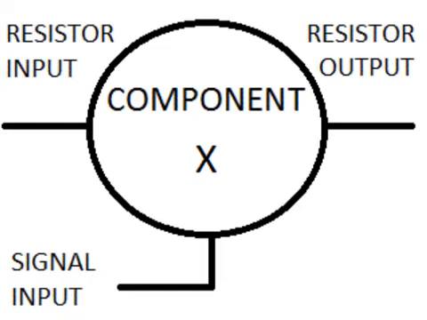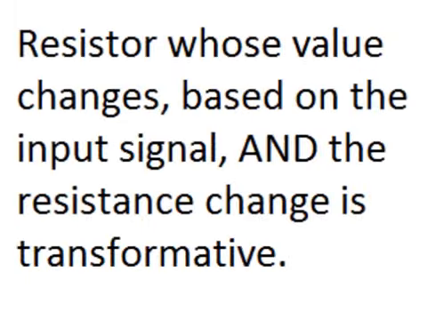This was their holy grail, and they wanted that resistance change to be transformational, so it would be exactly proportional to the input. To put that down in black and white, they wanted a resistor whose value changes based on the input signal, and the resistance changes transformative. And in the 1940s, they did it. They created this resistor whose values changed. And it was a momentous time for physics and electronics.